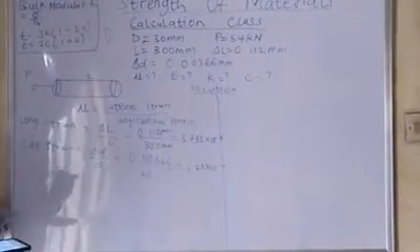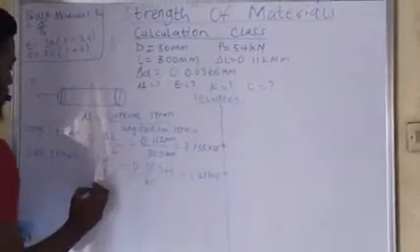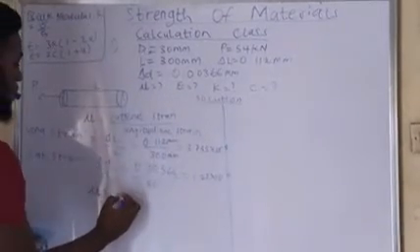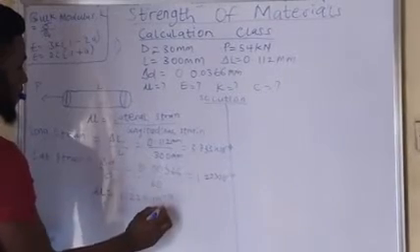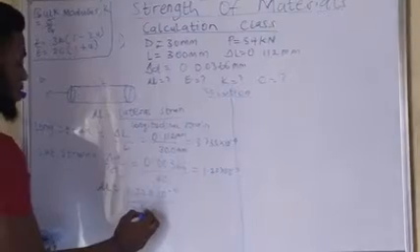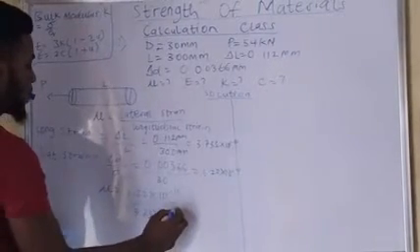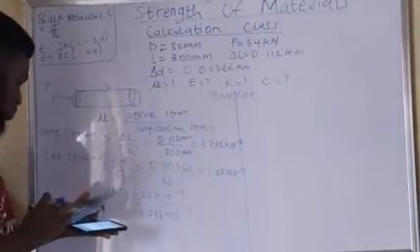So now we can get our Poisson ratio. Mu equals lateral strain, 1.22 times 10 to the power minus 4, over longitudinal strain, 3.733 times 10 to the power minus 4. And when we do the math, 1.23.